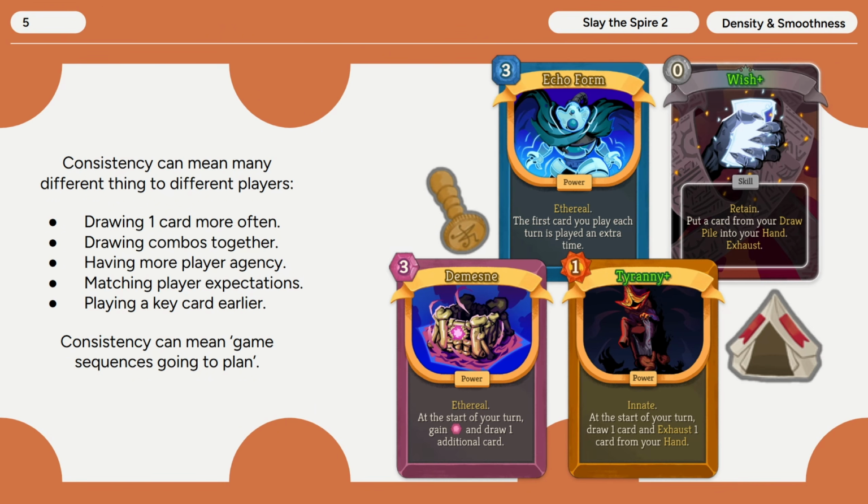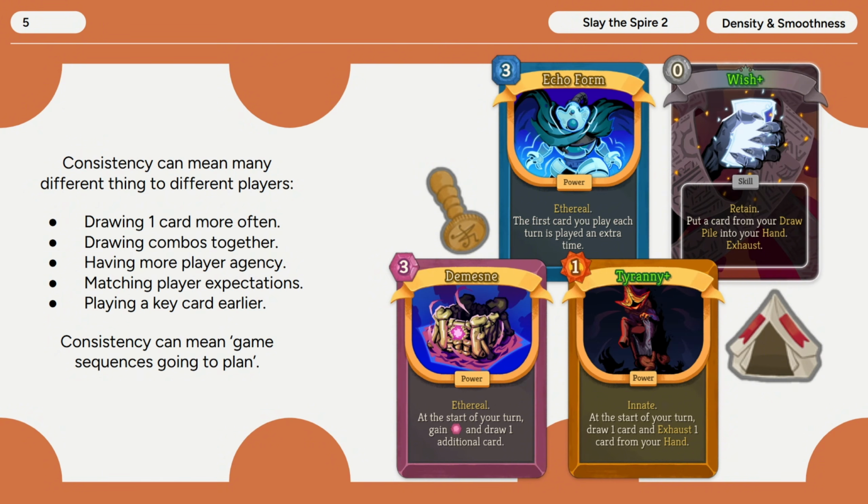So we should address the starting question first, though. What is consistency? Consistency can mean a lot of different things to a lot of different players. People use the word in many different contexts, about games, about probabilities, about behaviors as well. And so maybe one of the ways to interpret consistency is that things are matching their expectations, or that things are going to plan. So drawing one specific card more often, or drawing combos together, is a way that the person might say that their deck is consistent.